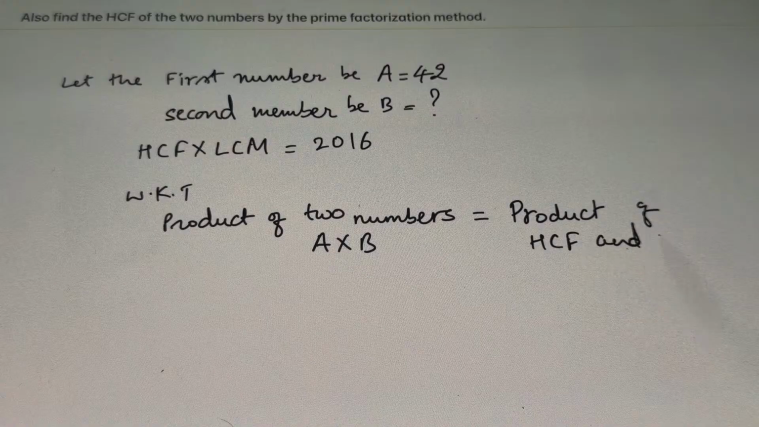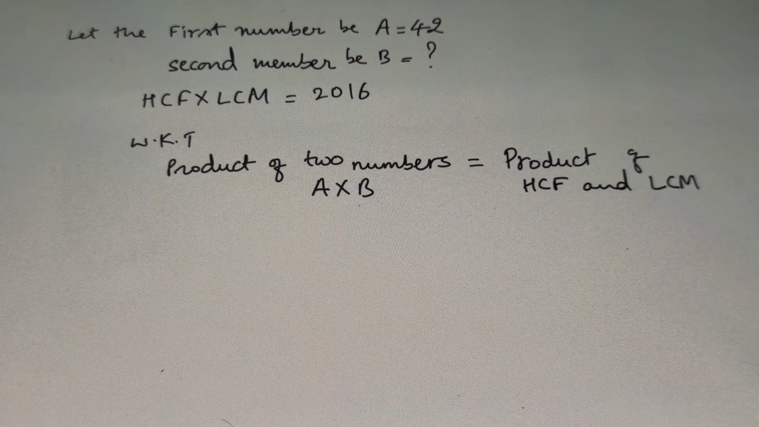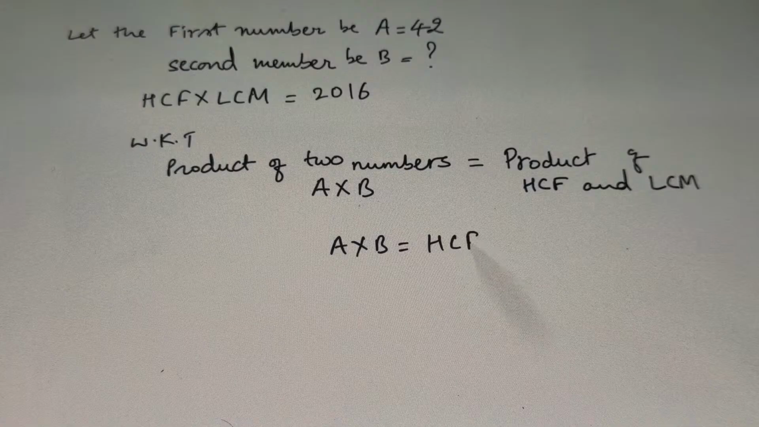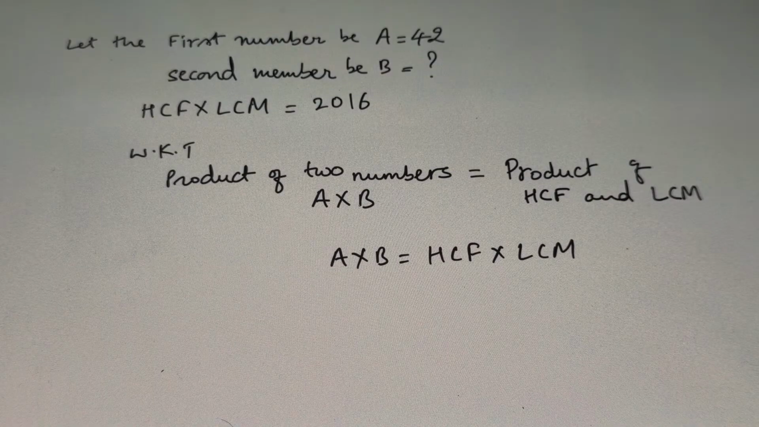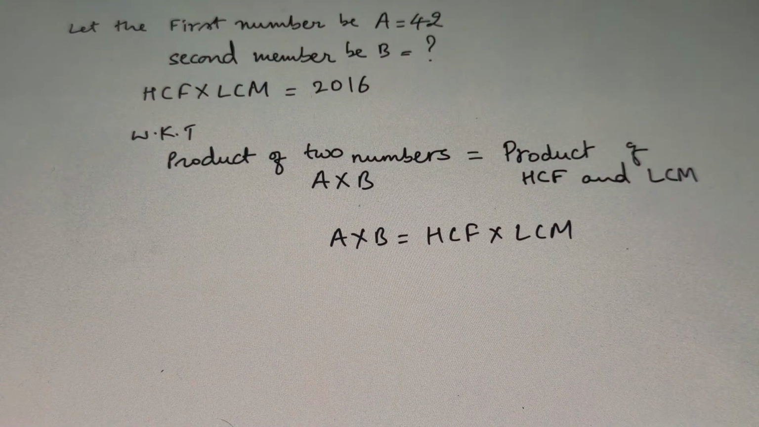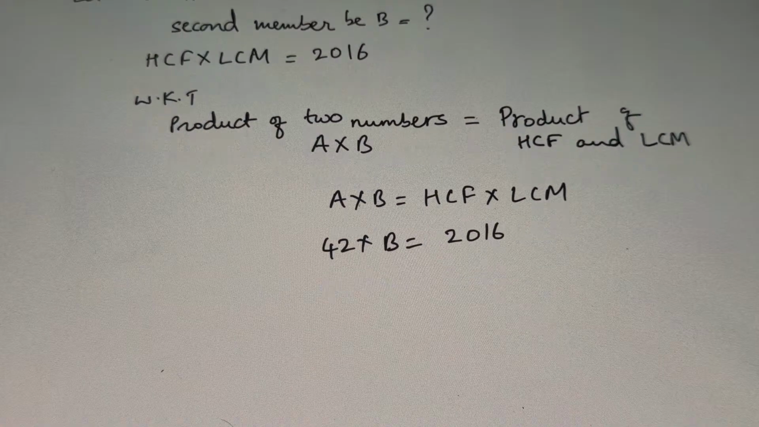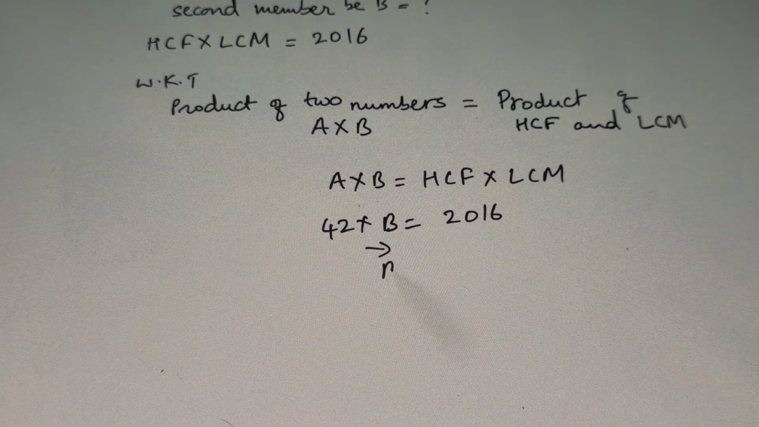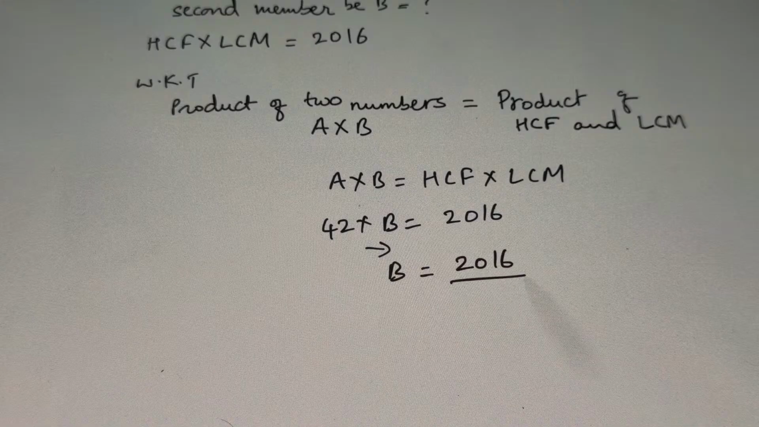HCF and LCM. So therefore we have A cross B is equal to HCF into LCM. So here we know the value: 42 into B equals HCF into LCM, we have 216. Now cross multiply by 42. We have B equals 216 by 42.